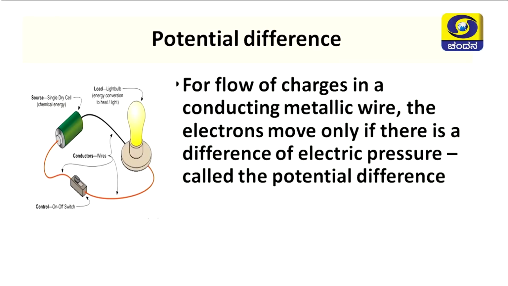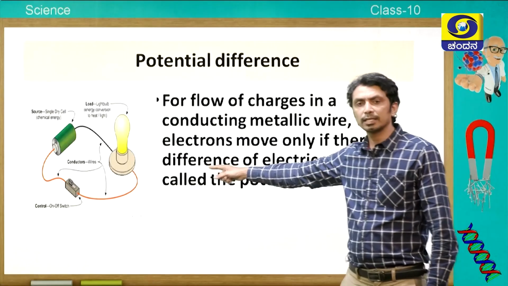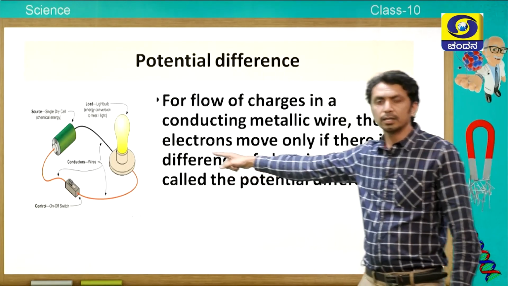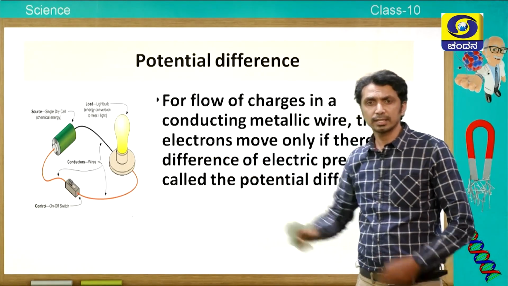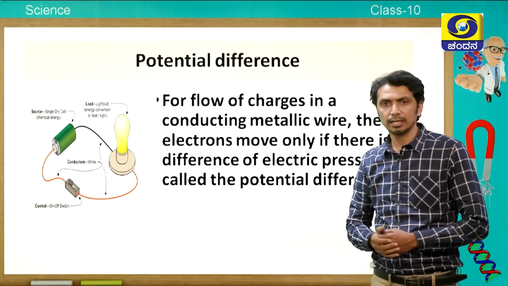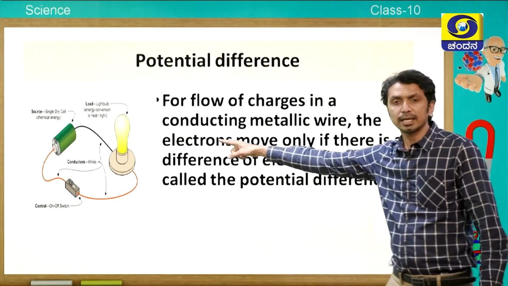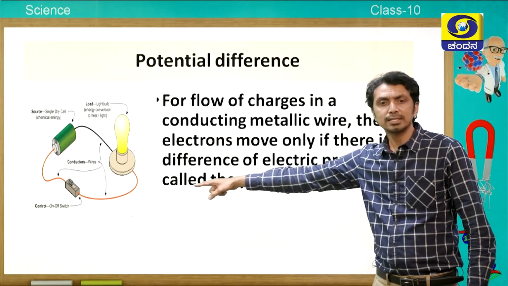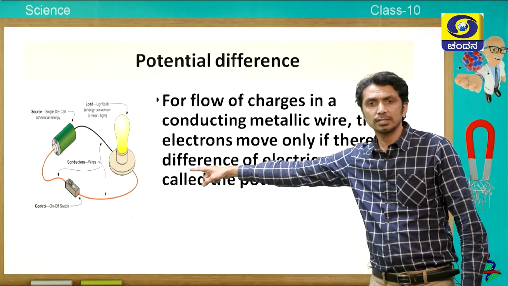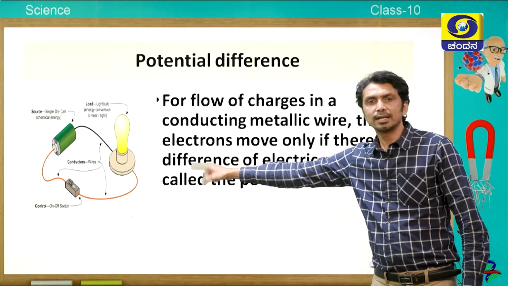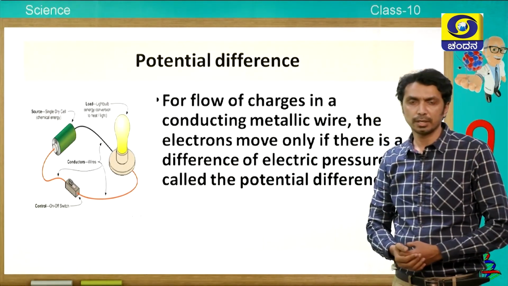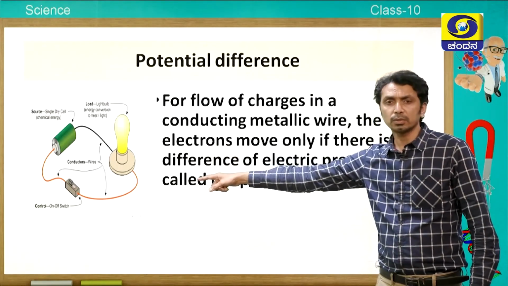Children, as you already know, for any object to move, there has to be some work done. In the same way, here, as you can see, an electric circuit is shown, and what is the source of the electric current? It is a cell, right? And the cell is connected to the bulb, and the bulb is connected to what is that component there? It is an electric switch. So this completes the circuit.